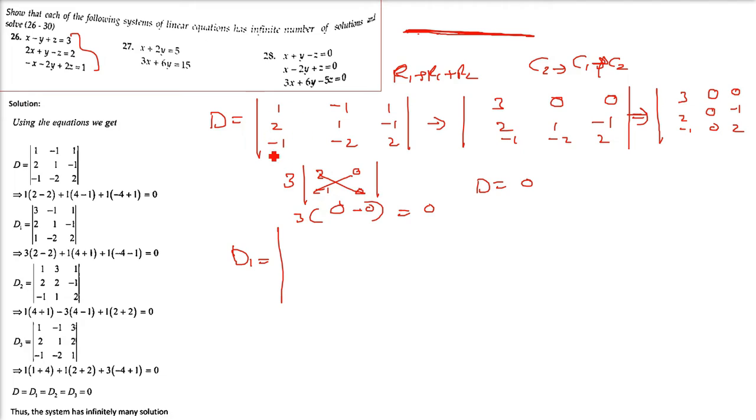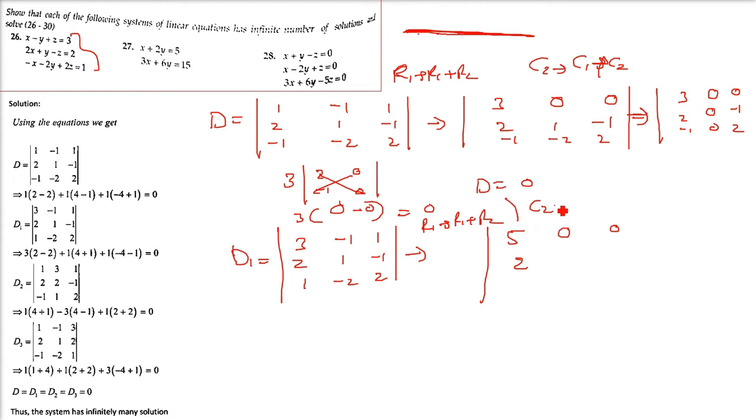We just have to replace the column 1, 2, minus 1 by 3, 1 and so on. In the first case, D1, everything else remains the same. I hope you are able to do it now. D2, D3 you can also compute. So R1 we change to R1 plus R2: 3 plus 2 is 5, 1 minus 1 is 0, 1 minus 1 is 0. You get 2, 1 and minus 1.